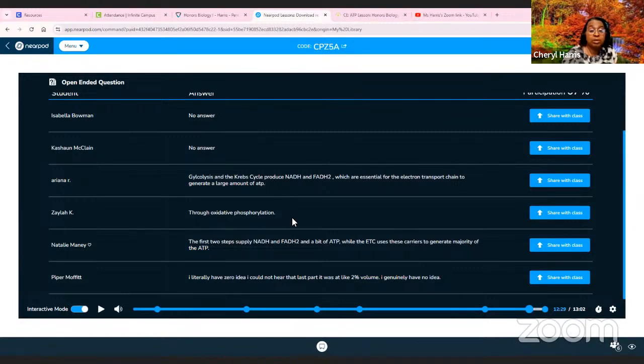Okay, keep going, because like I said, this is going to do a printout for me, so I need your answers to show up on the printout. All right, through oxidative phosphorylation, you use those lovely big words. Yes, indeed. All right, the first two steps, while the electron transport chain uses the carriers to generate the majority of the ATP.